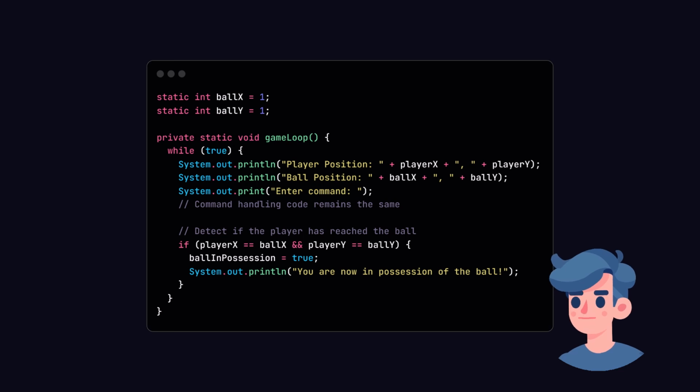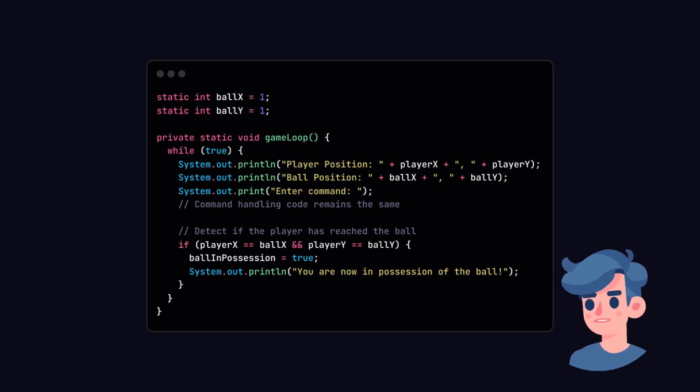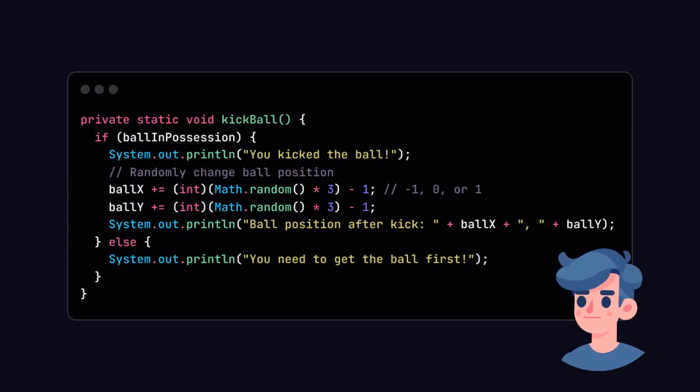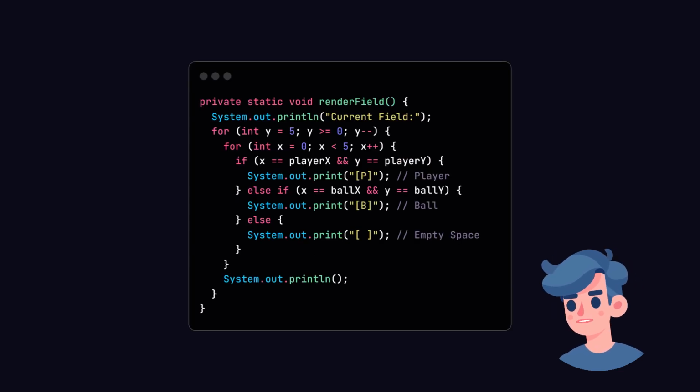Before we proceed, let's introduce a ball and its position in the game. We will place the ball on the field and allow the player to move to it, taking possession of the ball. Now, let's implement the kicking action with a bit of randomness. When the player kicks the ball, we can simulate that the ball moves away a random distance in a random direction.